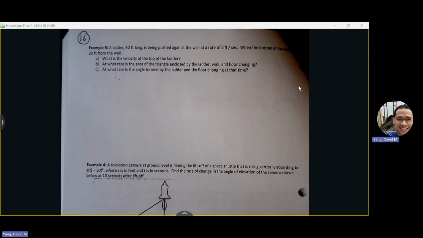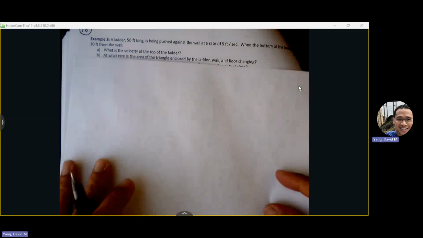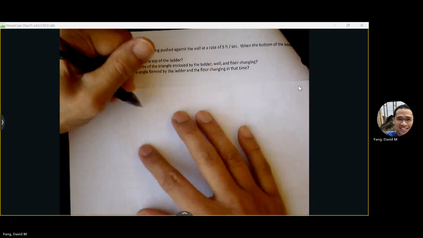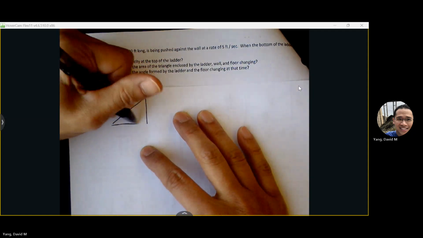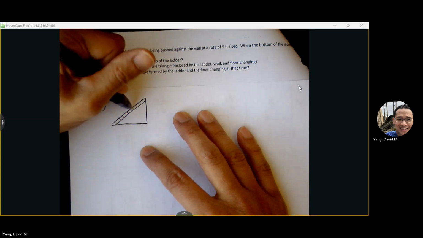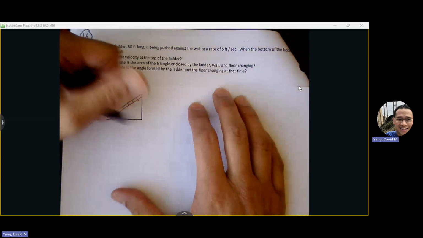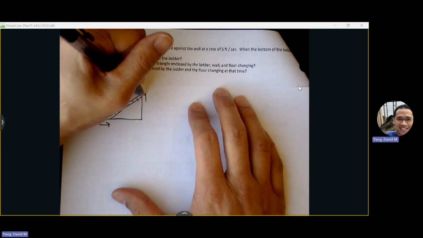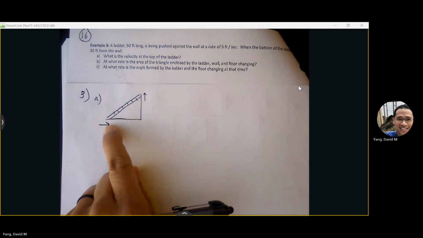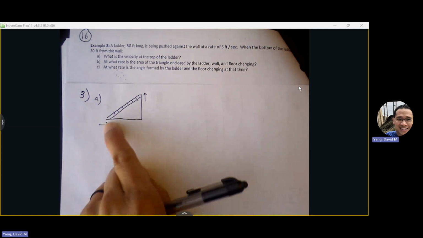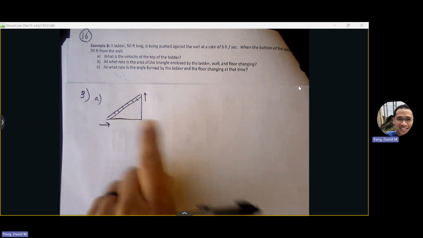So let's set up A with what we know. So if a ladder 50 feet long, being pushed against the wall at a rate of 5 feet per second. So it's getting pushed against the wall. So this is the motion of the ladder. It's going to rise up against the wall, and it's going to get closer towards the wall on the ground.